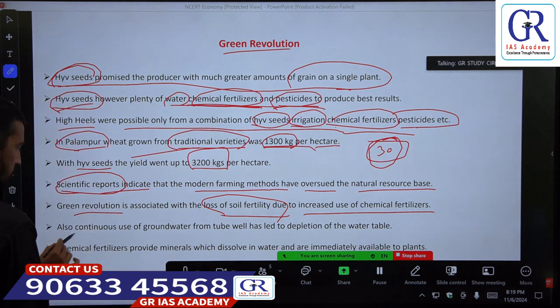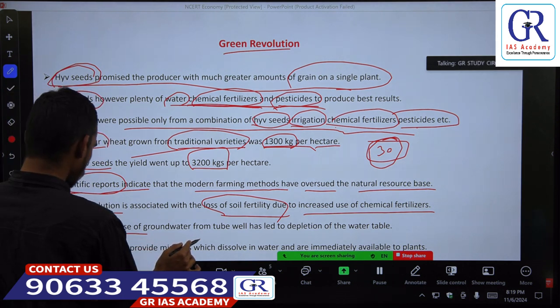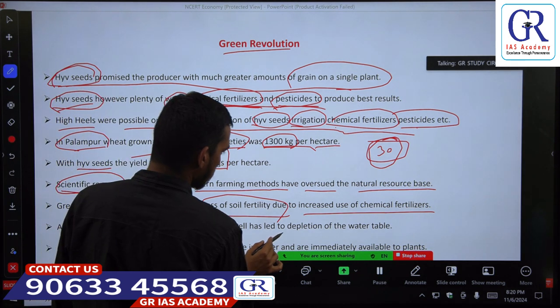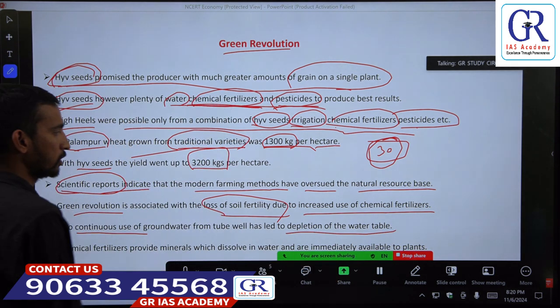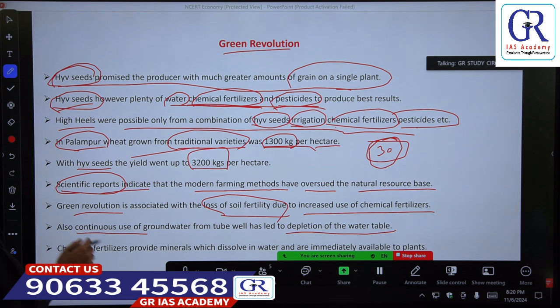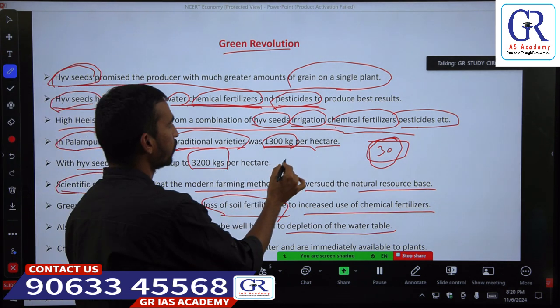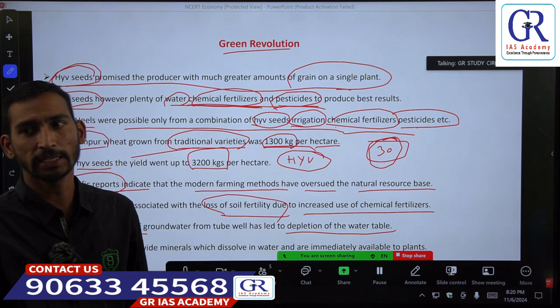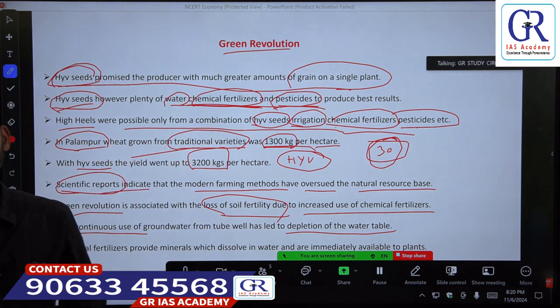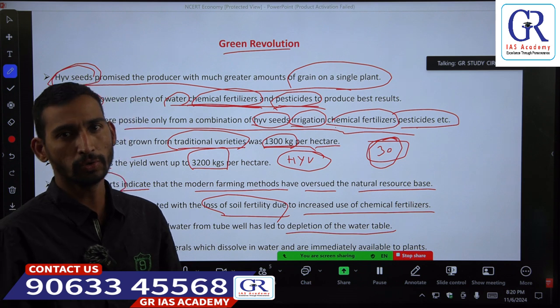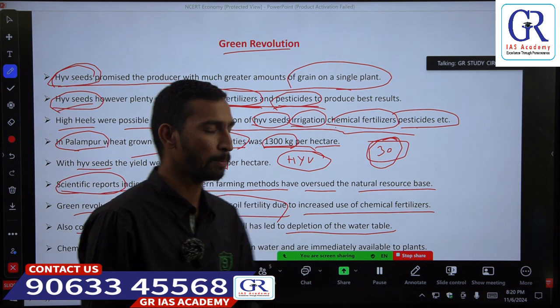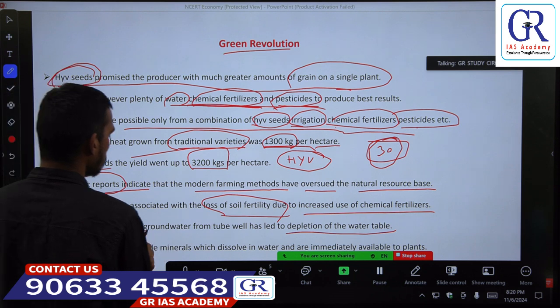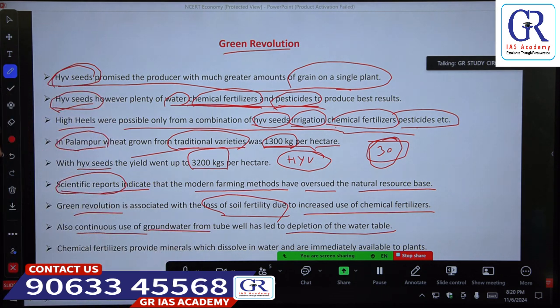Next, continuous use of groundwater from tube wells has led to depletion of the water table. High yield variety seeds, that means HYV seeds, require more water. As HYV seeds require more water, people are using underground water. Due to over usage of underground water, what happened? Underground water levels have decreased, that we can see.